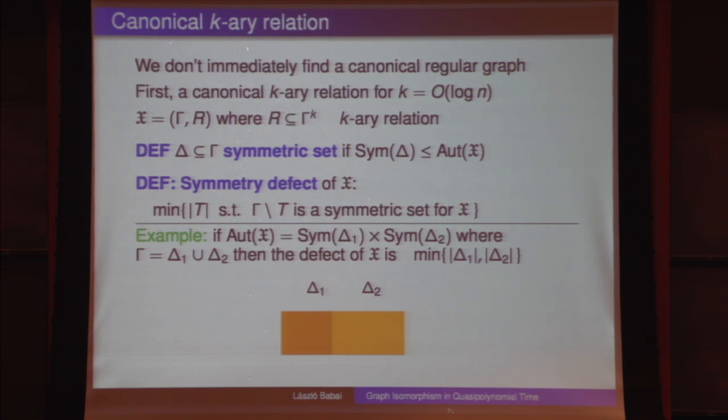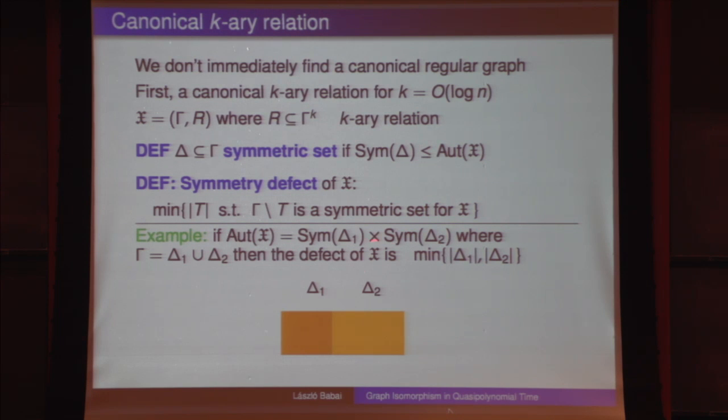Now let's look at a subset of the set of vertices. Suppose that the symmetric group acting on that subset is inside the automorphism group. So what I have here is that I can permute arbitrarily that set delta while I fix every other point. If these are automorphisms of my structure, then I say that this is a symmetric set for that structure. And then the symmetry defect of X is how small the complement can get. So the symmetry defect is going to be the size of the smallest subset of my domain such that the complement can be arbitrarily permuted. So that's what I call the symmetry defect.